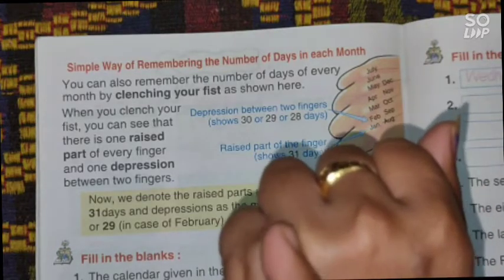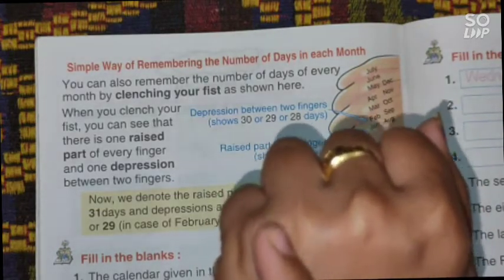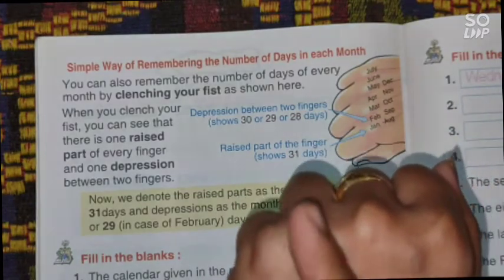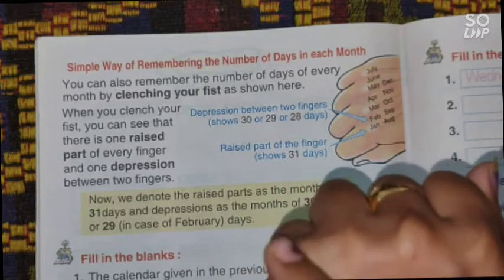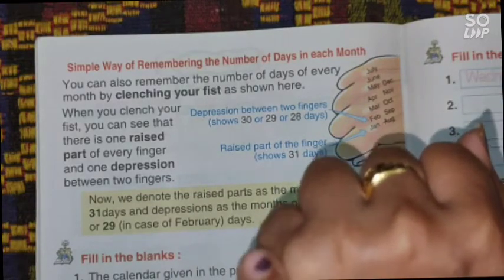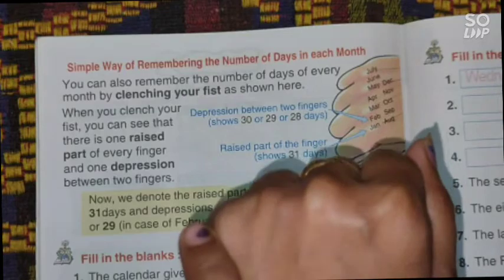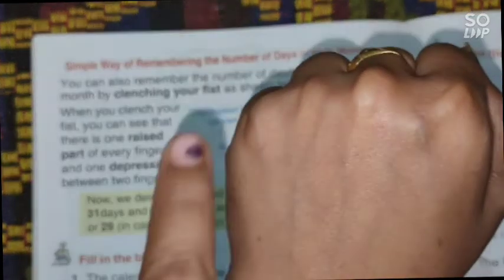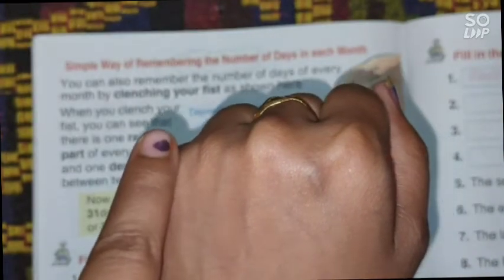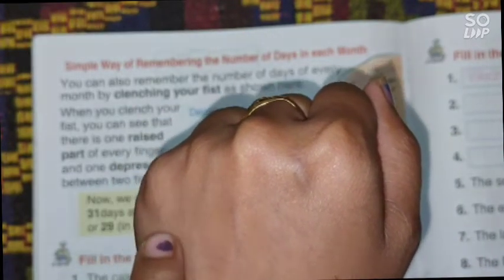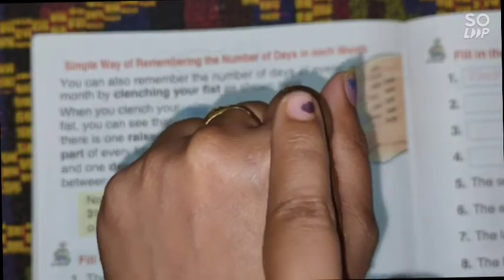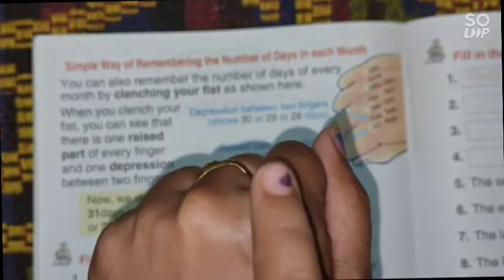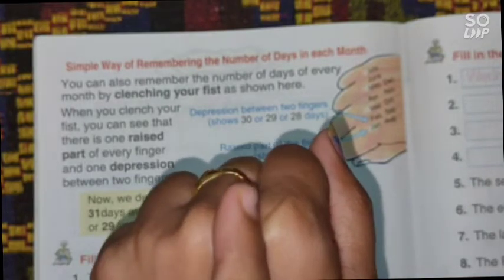So May has 31 days. Then June is in the depression. So June has 30 days. Then July is on the raised part. That is, July has 31 days. So I have reached the end. Now we will count from where? We will go to the start. So then August. August has 31 days. Then September. September has 30 days.